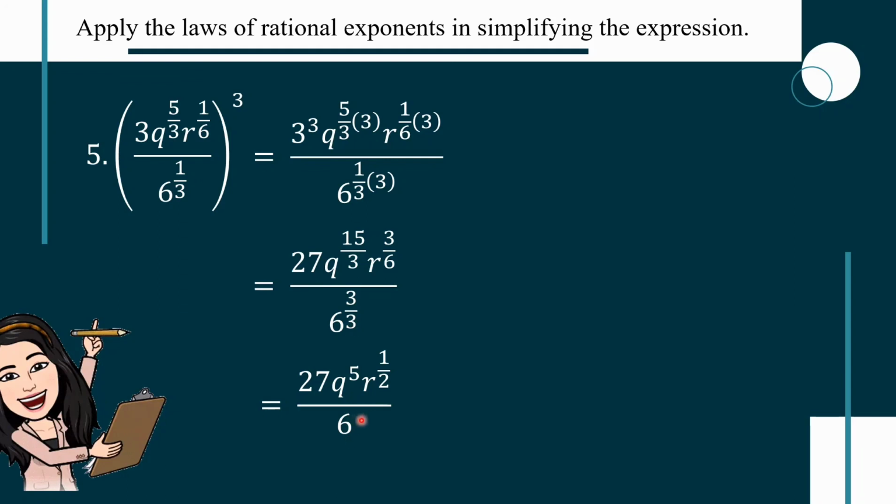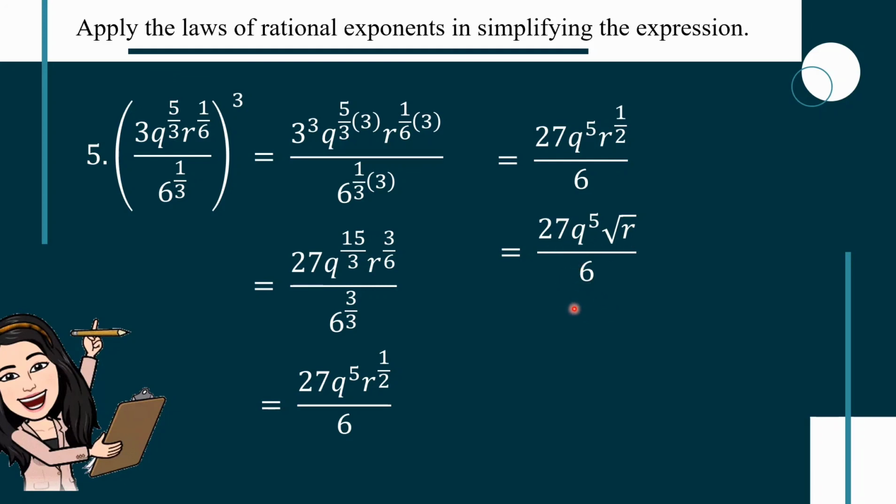Now, simplify natin. Pwede ba nating i-simplify ang 27 by 6? Okay. So, hindi po. So, here, we have q raised to 5, r raised to 1 half. Kopyahin lang muna natin. And then, yung exponent na 1 half, siya lang yung pwede nating ilagay into radical symbol. And that is 27q to the 5th power square root of r, all over 6.